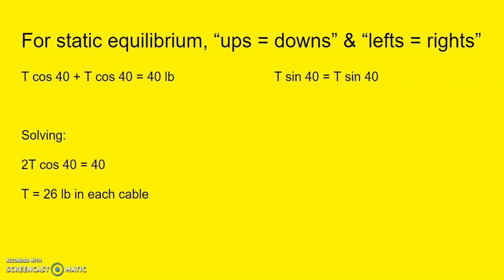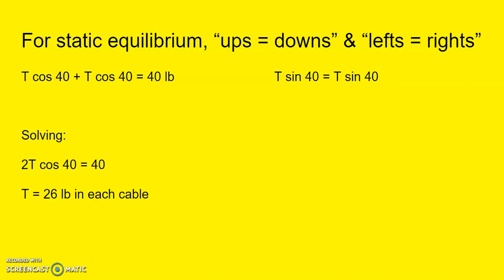So when we solve this, we get 2T cosine 40 equals 40, and solving that, we get 26 pounds in each cable. You'll notice, by the way, if you add 26 and 26, you do end up with more than 40, and that does make sense. In fact, the greater you make the angle between them, the higher the tension goes. In fact, you can't possibly make the angle 180 degrees because the tension will, believe it or not, approach infinity. That is to say, it's not possible to have something hanging from two cables without there being at least some angle.